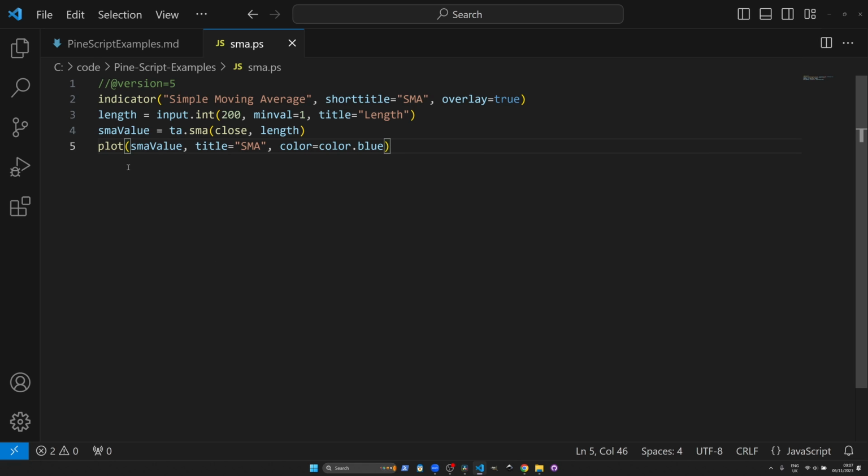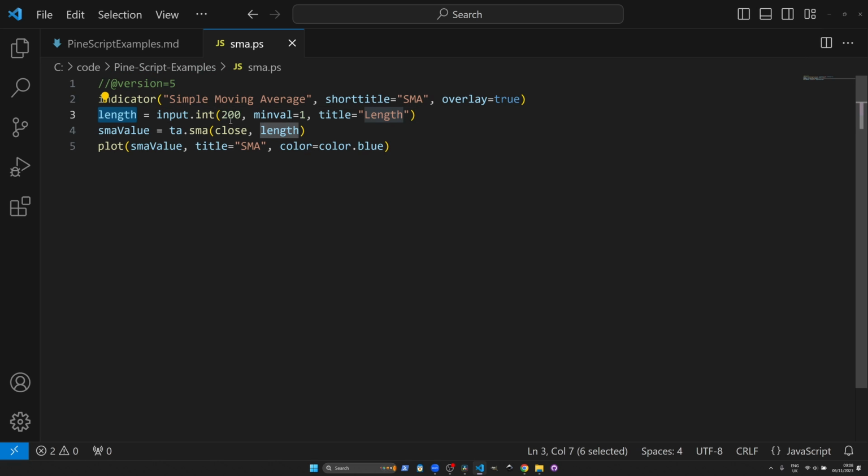I'll dive right into the coding process, beginning by defining the version to V5. We give our SMA life by naming it and setting the overlay to true, allowing the SMA to be directly posted onto our price chart, as opposed to being displayed in a separate chart underneath.